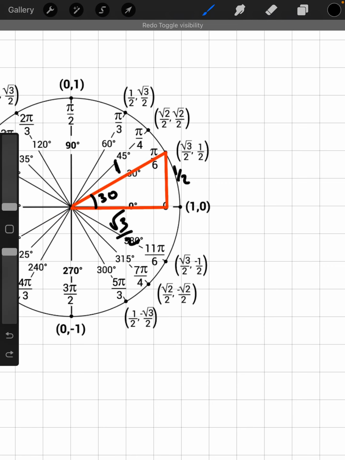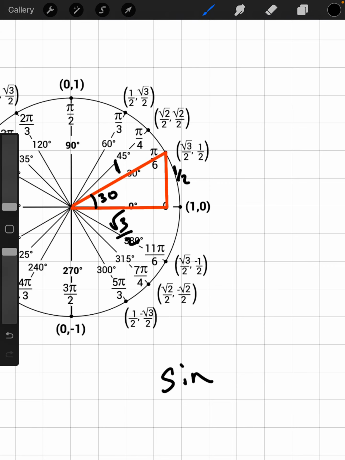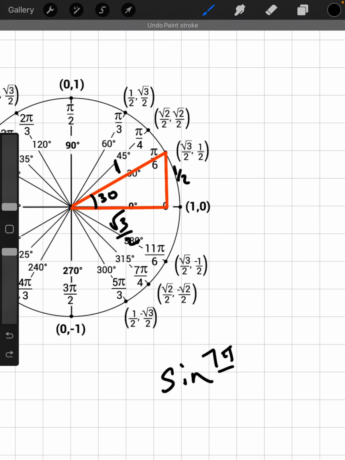So if I wanted to do sine of 7 pi over 4, I'm going to go look at 7 pi over 4, and I'm going to look at the y-coordinate, and I know that that's negative square root 2 over 2.